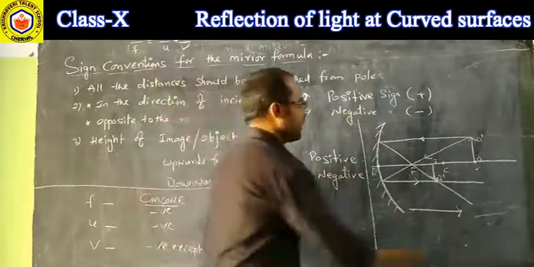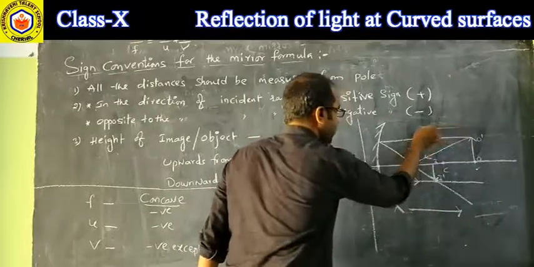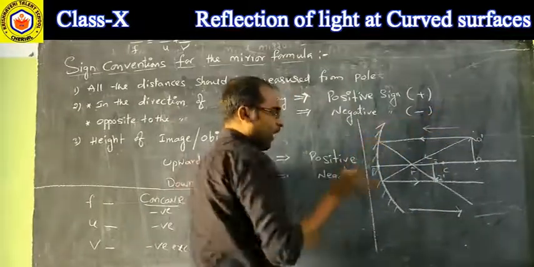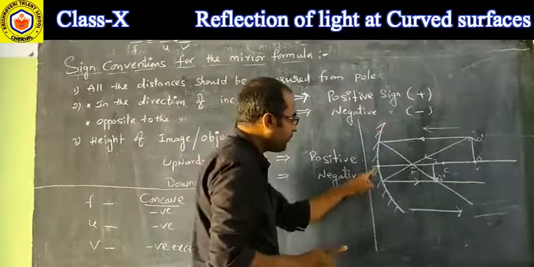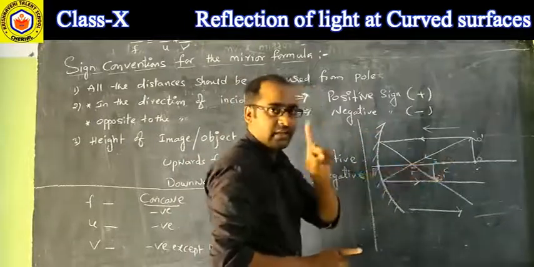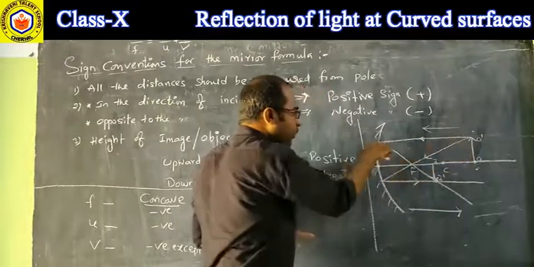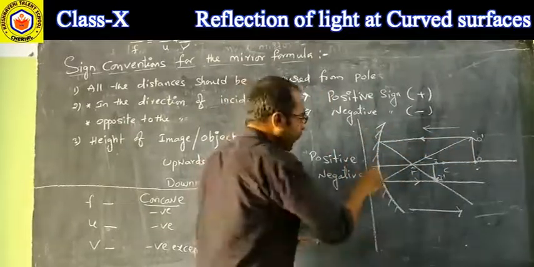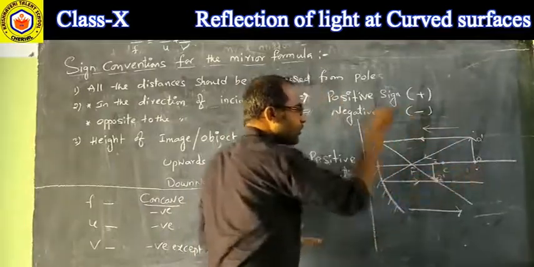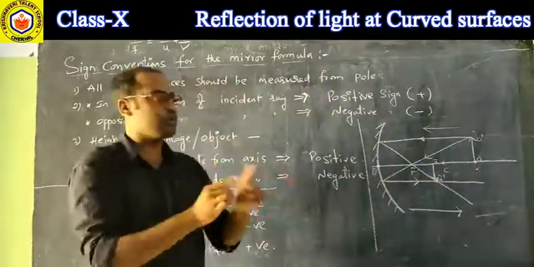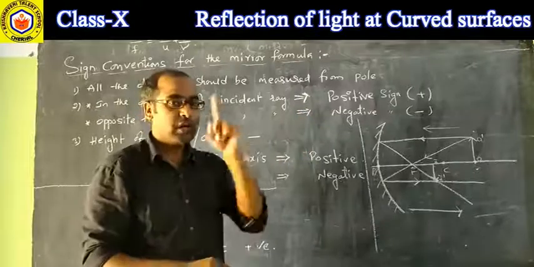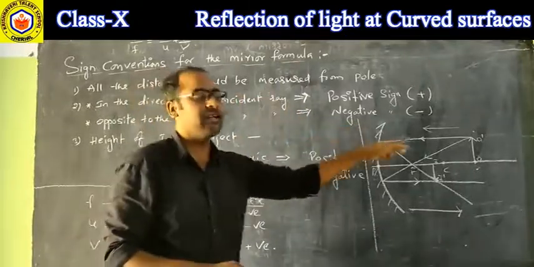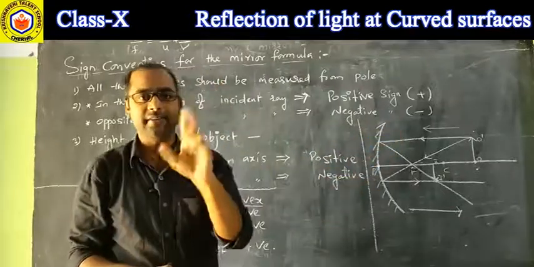So here this is the direction of incident ray. From there to here, it is the direction of incident ray. And how are we measuring here? From pole to object. Incident ray is from object to mirror, and we are measuring from mirror to object. So we are measuring in the direction opposite to the direction of incident ray, right? So that is why it should be taken negative.